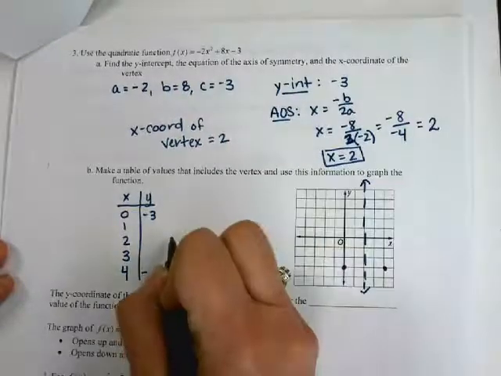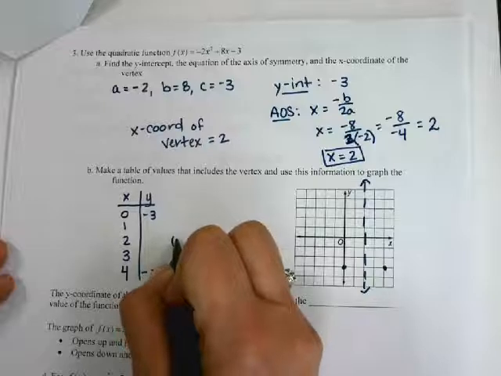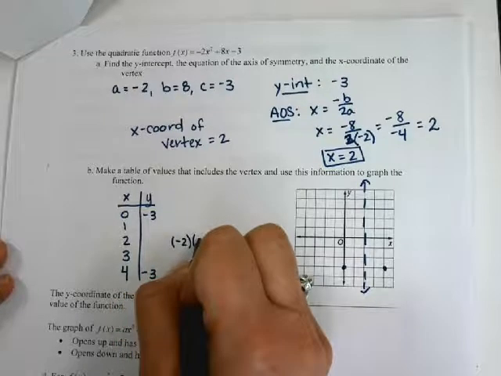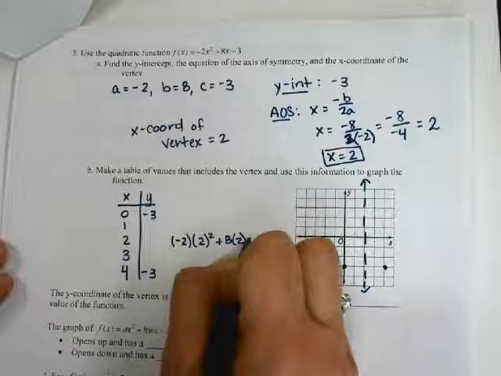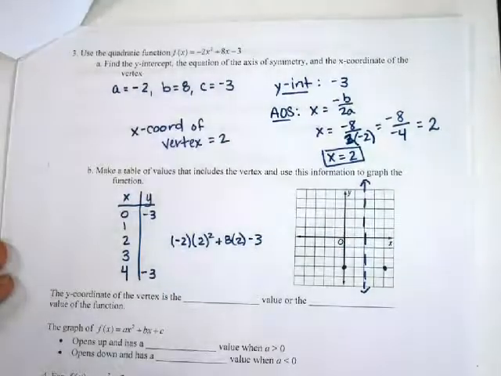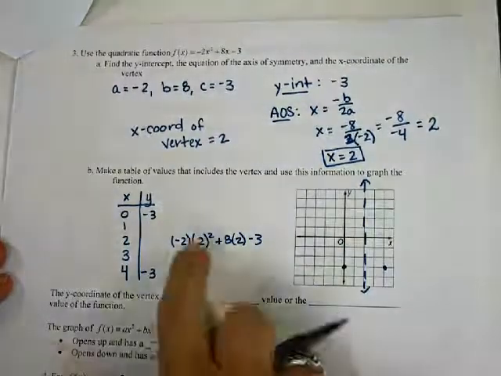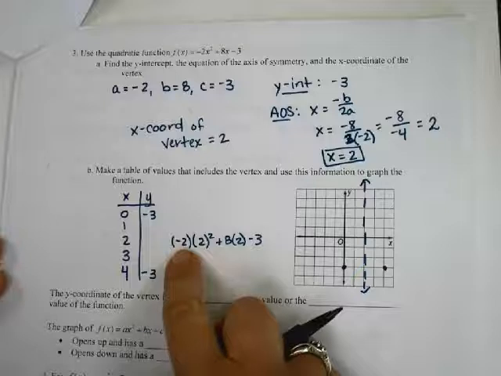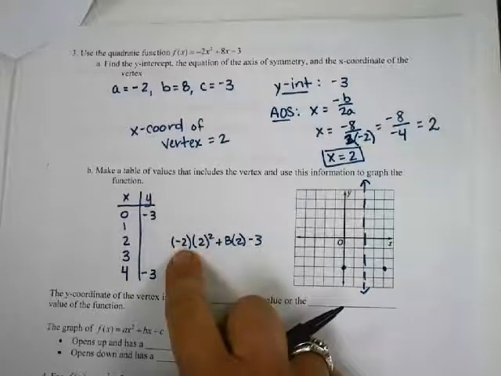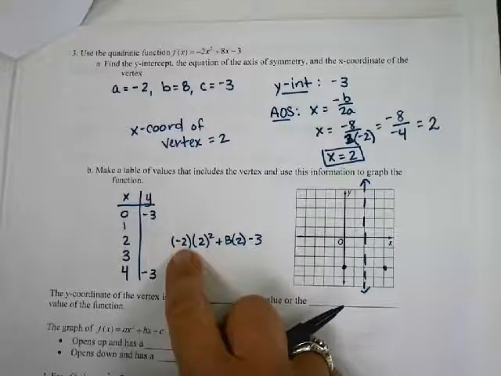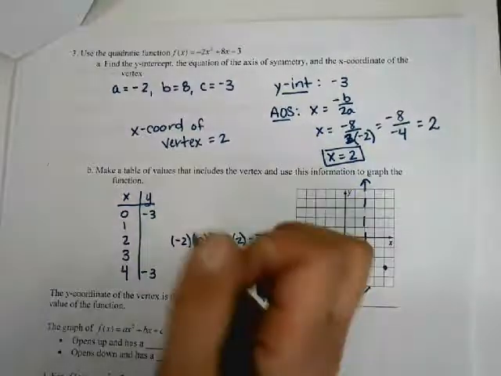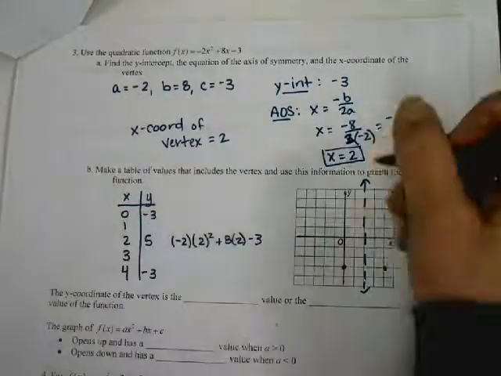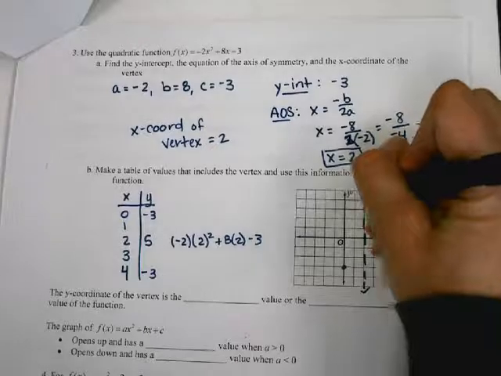My vertex, if I plug it in, negative 2 times 2 squared plus 8 times 2 minus 3. Order of operations, exponents first. 2 squared is 4. Times negative 2 will be negative 8. Negative 8 plus 16 is 8. 8 minus 3 is 5. So my vertex is at 5. What else could we do?